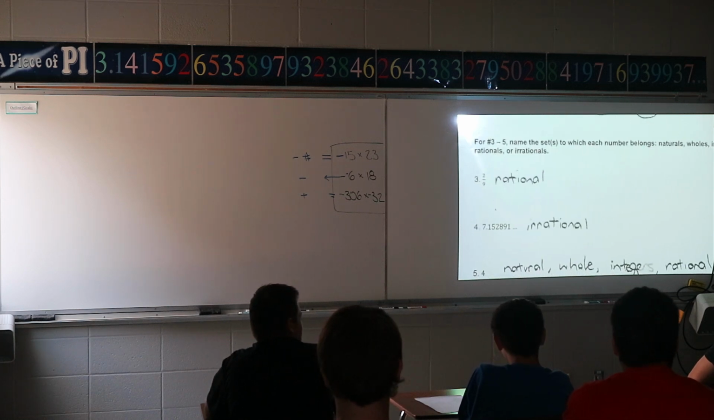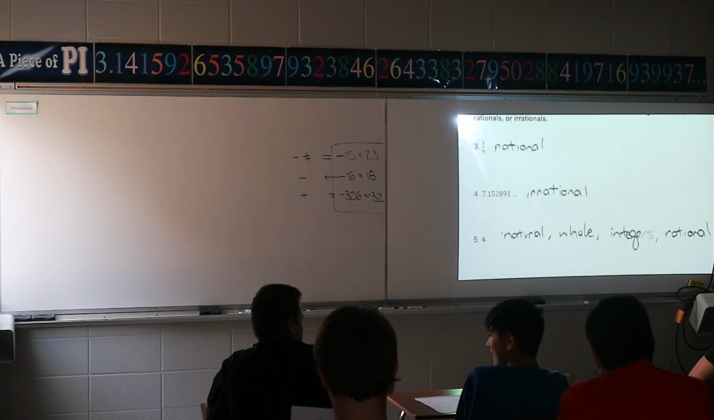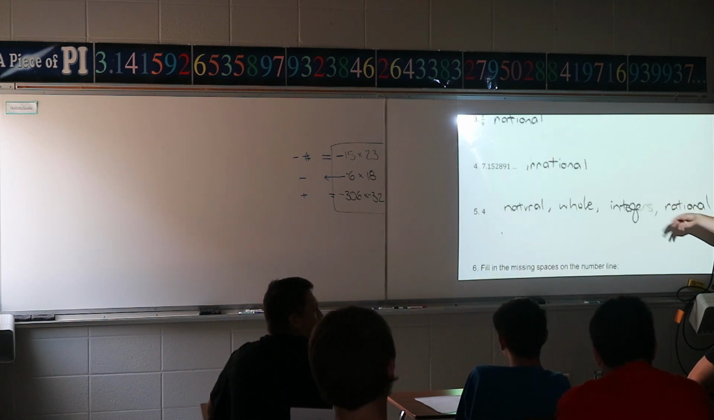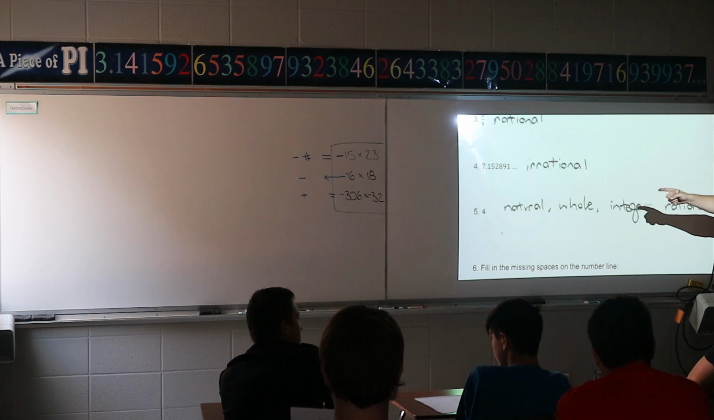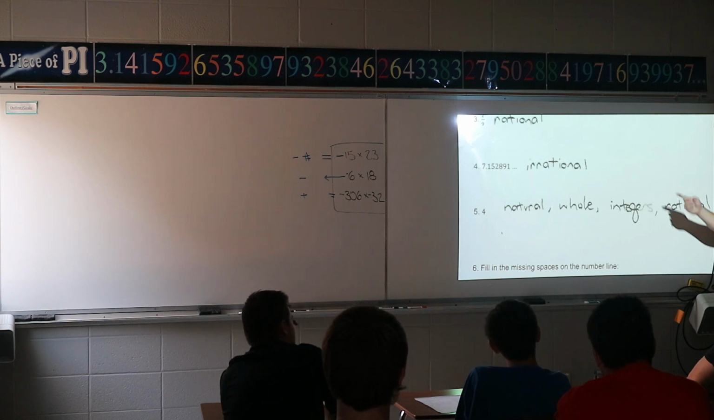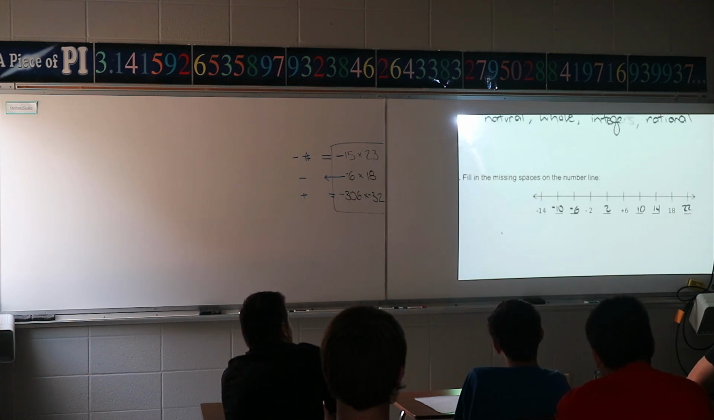Okay, next one. Name the sets. 2 over 9 is rational. It's a fraction. The next number is irrational and never ended. Number 4, it is a natural, it is a whole, it is an integer, and it is rational. Whole number because it's a 4, it's a natural number because it's a 4, it's an integer because it's positive or negative, and it's rational because I can make that a fraction, 4 over 1.